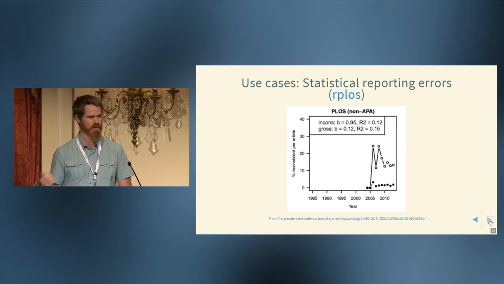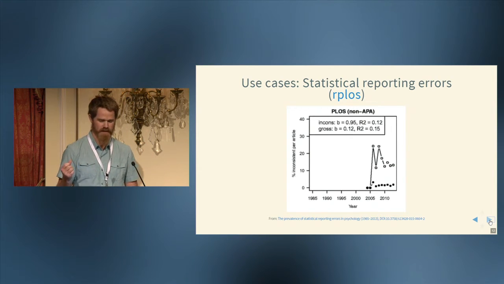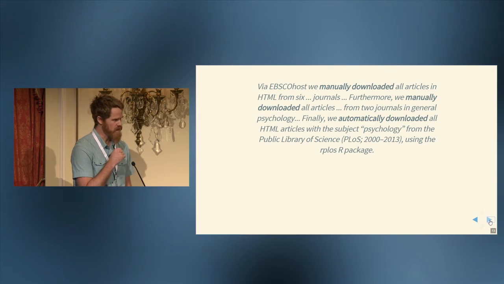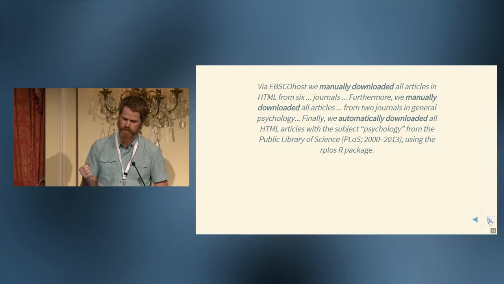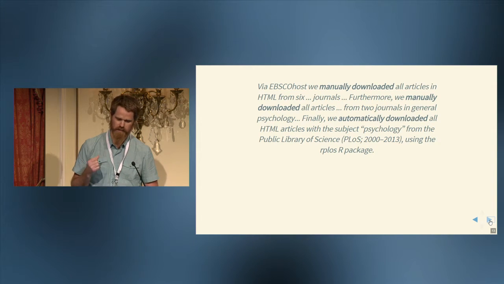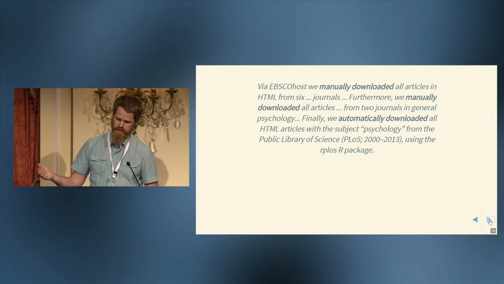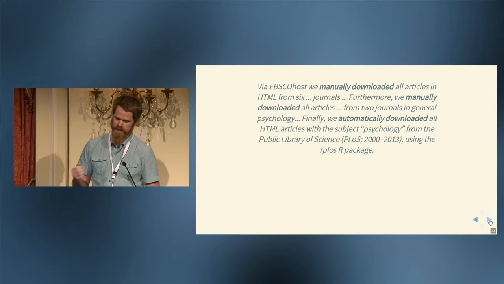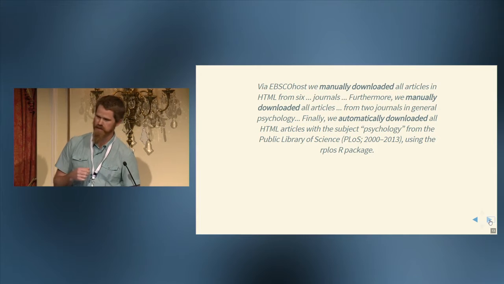I'm not going to try and explain this figure. This is just one of the many figures in the paper. That's an example of the PLOS R client again. And I pulled out some from a paragraph of the methods of this paper, how they got data. Via EBSCOhost, we manually downloaded all articles in HTML from six journals. Furthermore, we manually downloaded all articles, et cetera. Finally, we automatically downloaded all HTML articles from PLOS with the R package that we maintain.